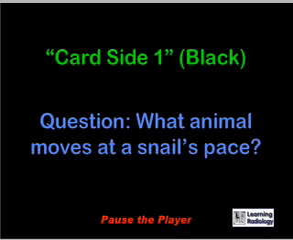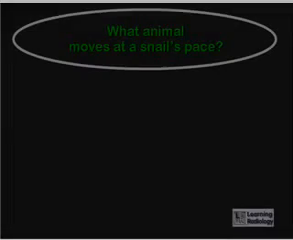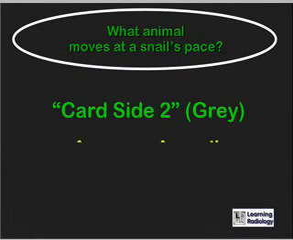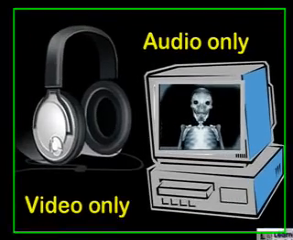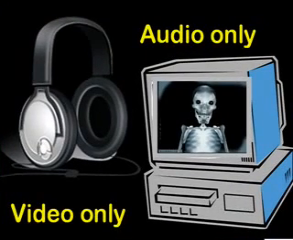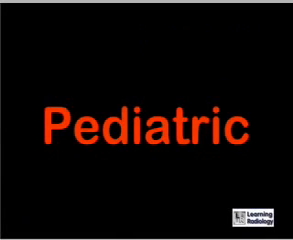The way these podcasts work is that on one card there is a question, like what animal moves at a snail's pace. You pause your computer or MP3 player while you ponder the answer. On the other side of the card is the answer, in this case, a snail. These podcasts are designed to be audio only, video only, or both audio and video podcasts. All of the following refer to the pediatric age group.